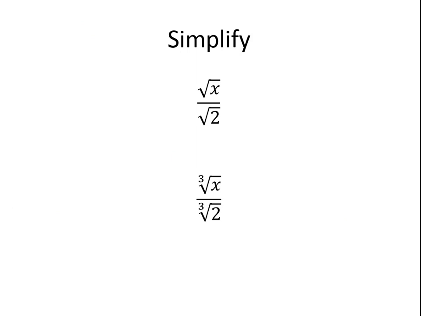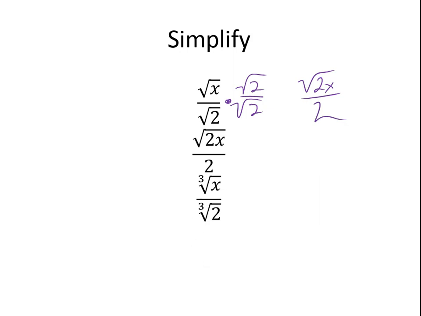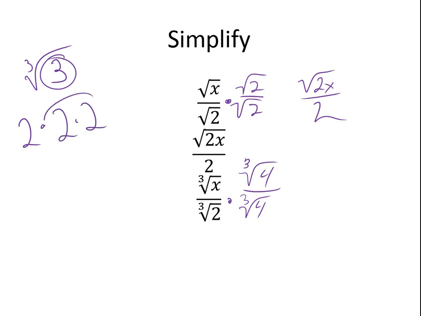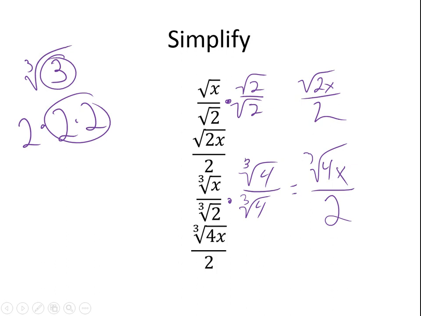All right, simplifying these. The first one, we want to get rid of the root 2 on the bottom, so we multiply it by root 2, getting us the square root of 2x all over 2. The second one, since we're taking a cube root, we're going to need 2 of the 2's underneath there to get rid of it. So we're going to multiply it by the cube root of 4. The reason for that is, remember, for a cube root we need a 3 of a kind to take it out. How many more 2's do we need? We need 2 more 2's. 2 times 2 is 4. So that would get us a 2 all over the cube root of 4x. And that would be our answer.